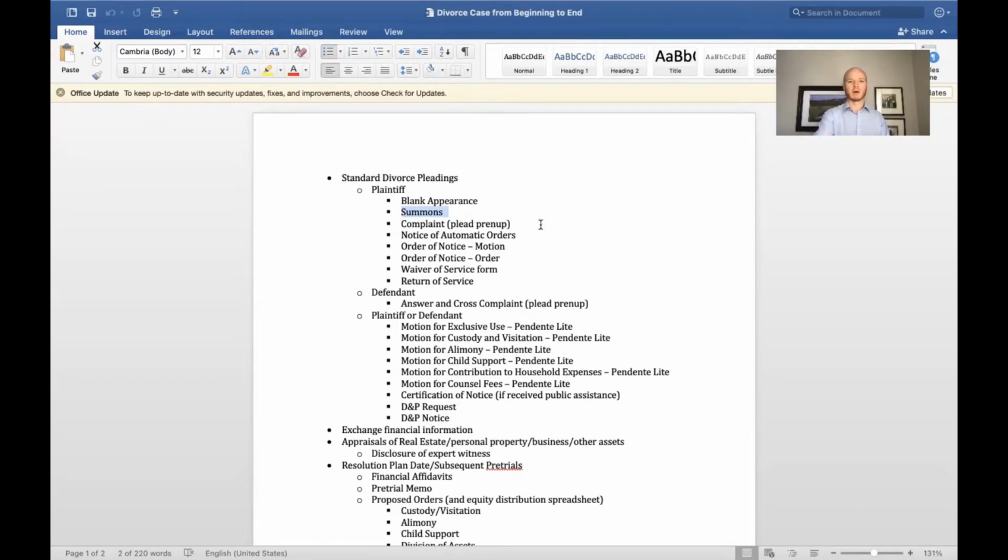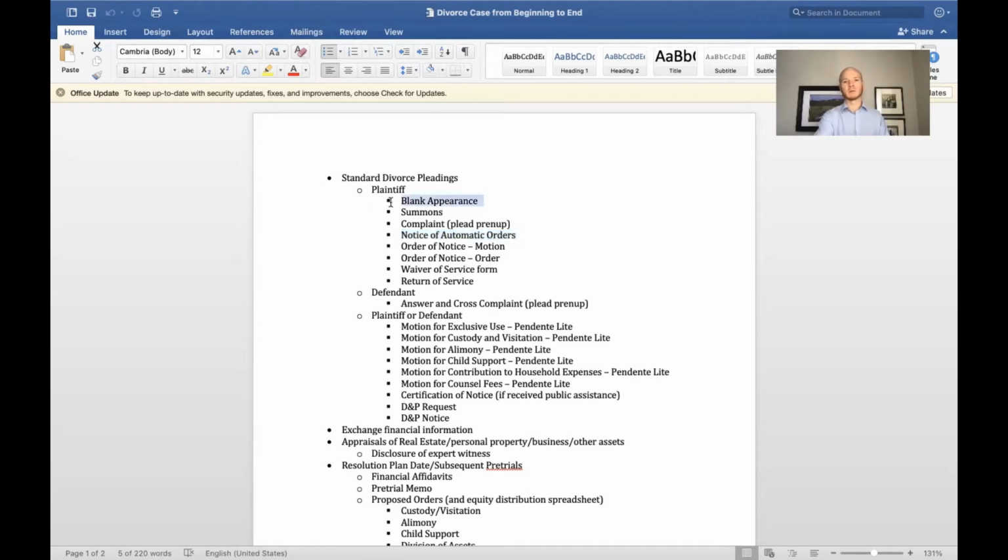Then there are the notice of automatic orders. So the automatic orders are automatic court orders that are in place while the divorce is pending. And we'll get into those in more detail, but they basically say that neither party can dissipate any assets. You can't cancel life insurance. You can't cancel health insurance, automobile insurance. There's a whole bunch of rules that you need to follow while a divorce is pending.